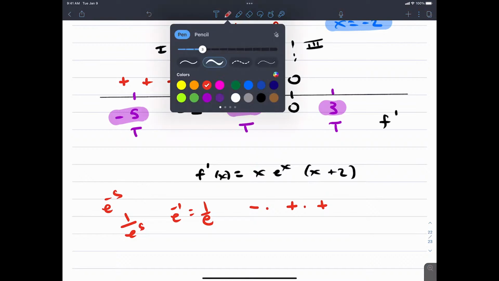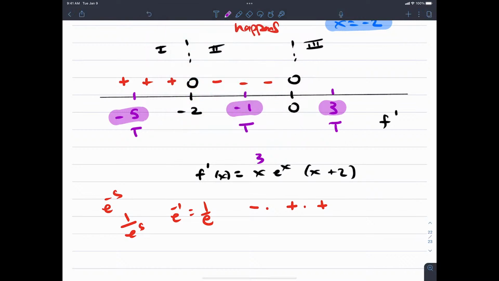All right. Next test point, 3. Now, 3 is positive. e to the 3 is also positive, and 3 plus 2 is positive. So you have a positive times a positive times a positive, which gives you a positive. Region 3 is positive, ladies and gentlemen. So you have all kinds of nice information here.